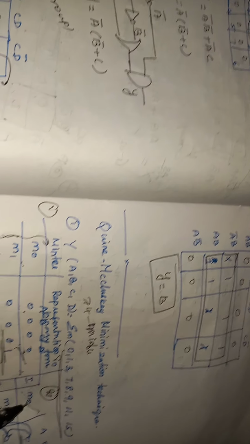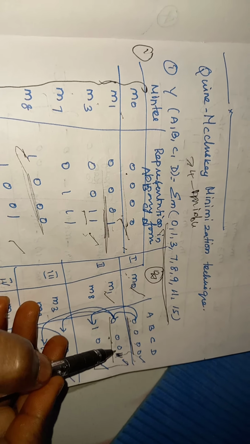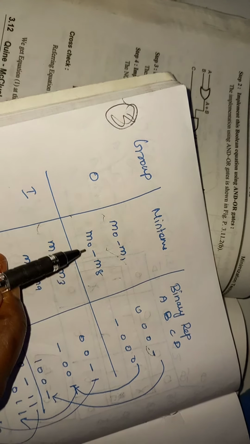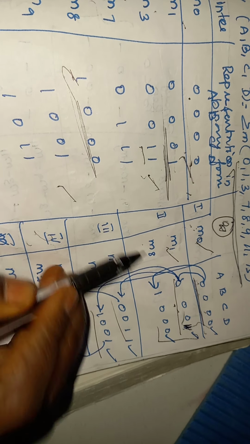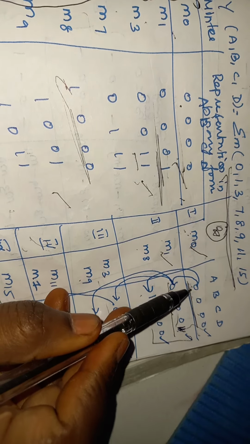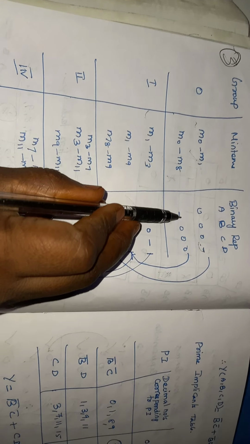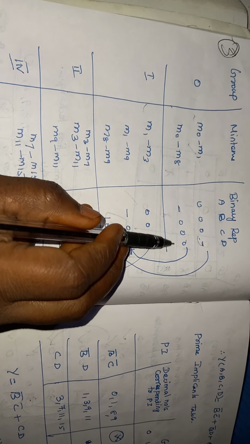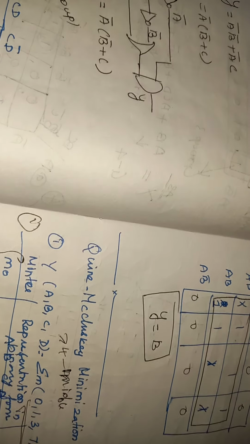So group that minterm: m0 and m1 differ by 1 bit, so I have marked it here as m0, m1. In the same way you have to check the next one, m0 and m8. There is only a 1-bit change here; the first bit is changed, so I have marked it as a dash. The remaining bits I have placed as usual. In the same way, further grouping is also possible.